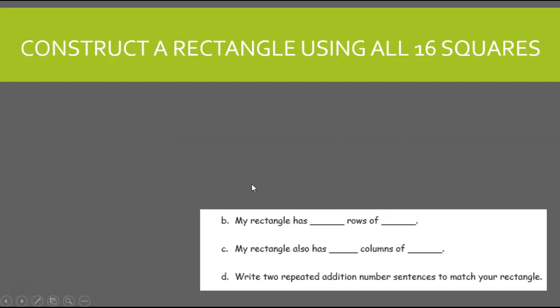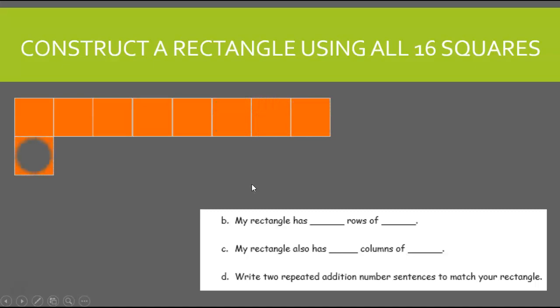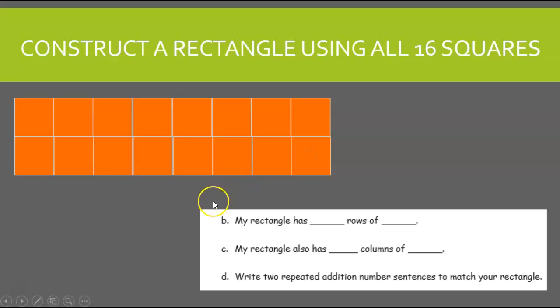Now, another way you could have done it is you could have made it look like this. So I have my 16 squares here, and to answer these questions down here, it asks us how many rows first, and how many rows do I have here? I have 2 rows, and how many are in each row? How many tiles? Let's count 1, 2, 3, 4, 5, 6, 7, 8 tiles.